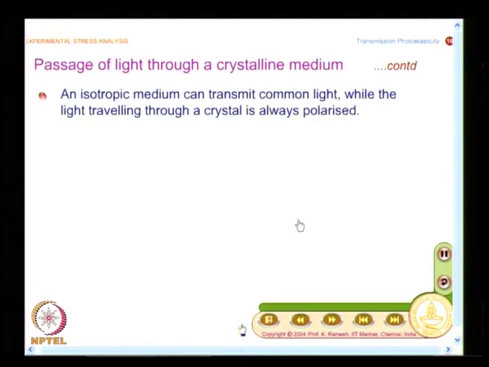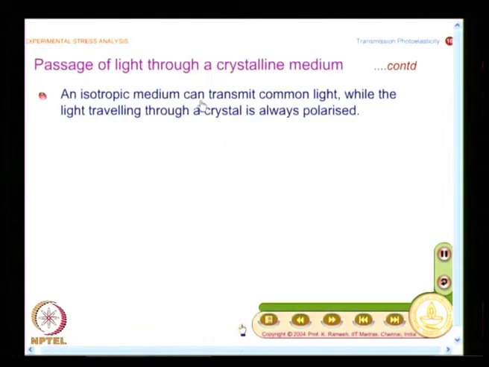And we summarize these points. The first point is an isotropic medium can transmit common light, which is nothing but natural light. So, an unpolarized beam will go as an unpolarized beam, while the light travelling through a crystal is always polarized. This is a very key and important point. So, within a crystal, whatever light traverses through is polarized. A crystal cannot sustain unpolarized light.